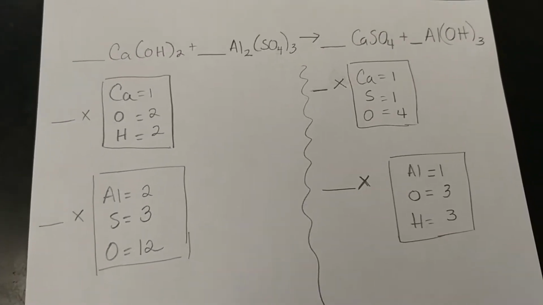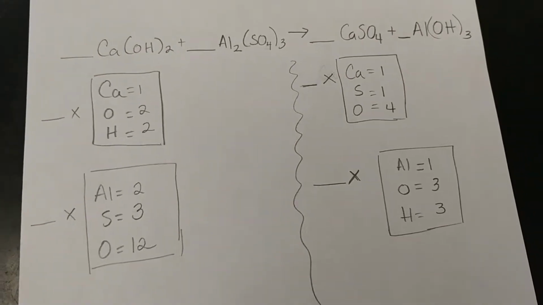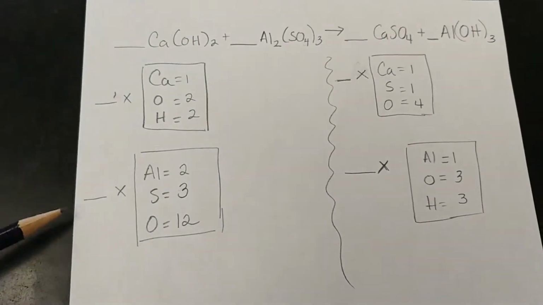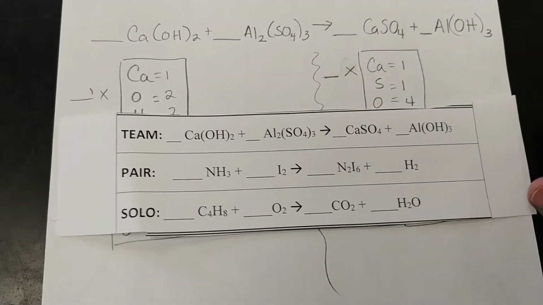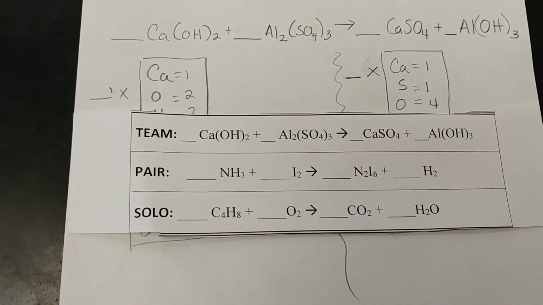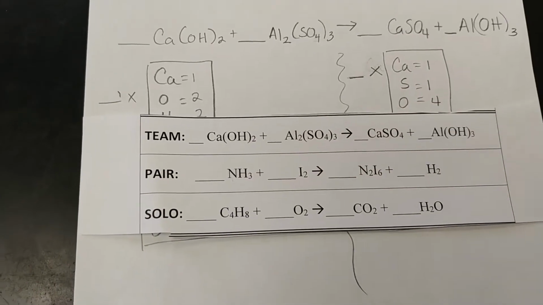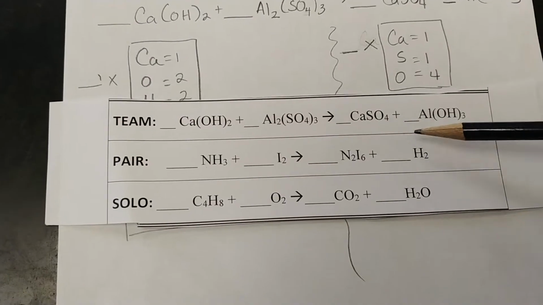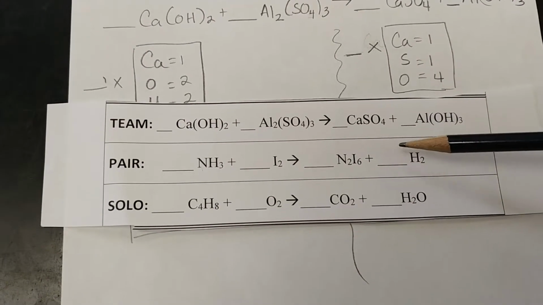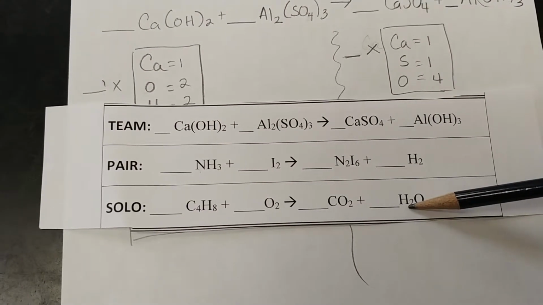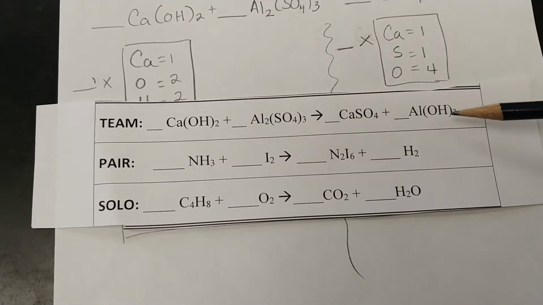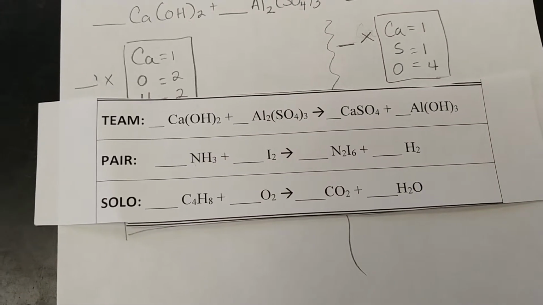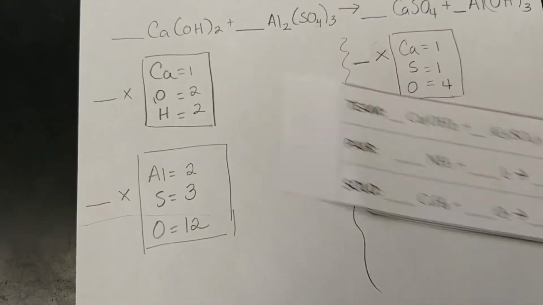Alright, for today's bell ringer, you're going to be asked to balance this equation as a team. So you're going to receive a paper that looks like this, and what we're going to do is go ahead and balance this one as a class. And then you're going to balance the second one with the person sitting next to you, and then you're going to balance the last one by yourself. This is your bell ringer, so make sure that you turn it in as soon as you've completed this.